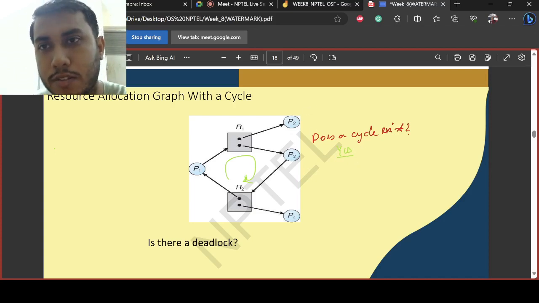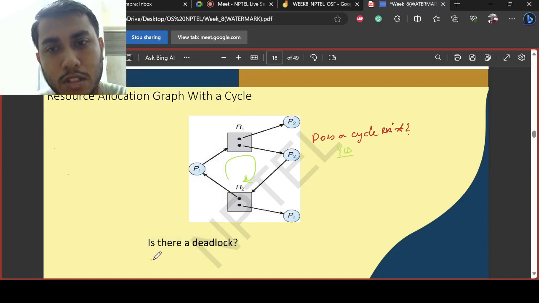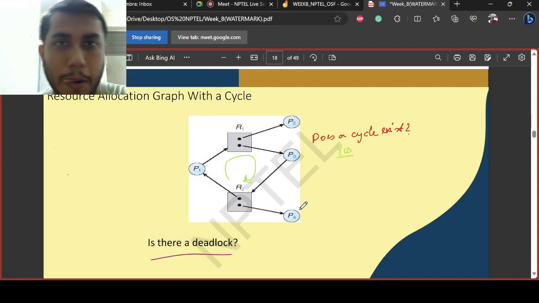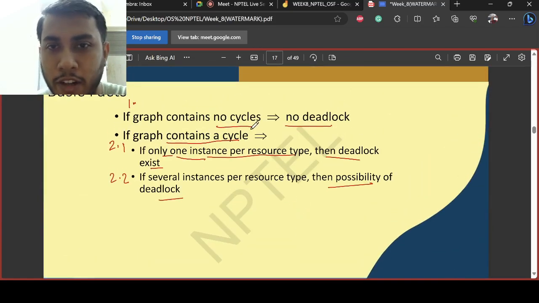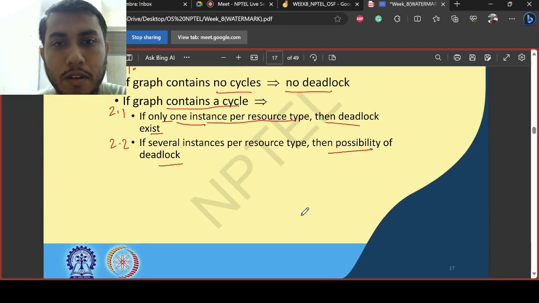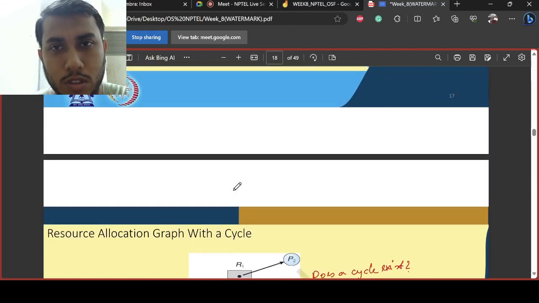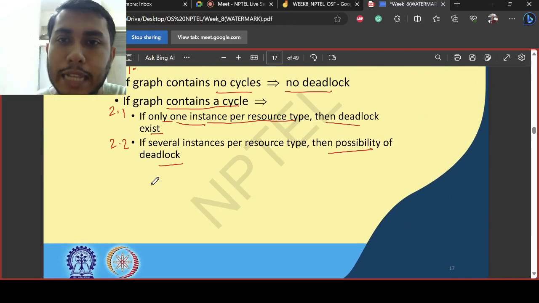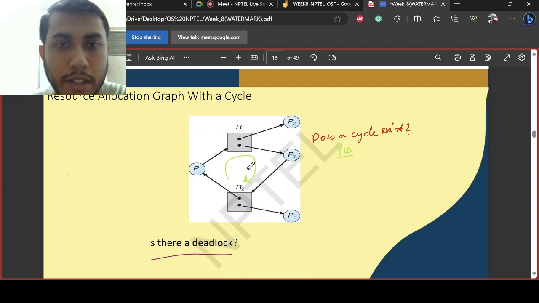But does deadlock exist? Now the question is, does deadlock exist? So we will come back again here. The graph contains a cycle, yes. There are several instances per resource type, yes, there is more than one instance per resource type. There are 2 R1 and 2 R2. Then there is a possibility of deadlock. A deadlock may exist or may not exist. So let's look at this graph and determine whether a deadlock exists or not.